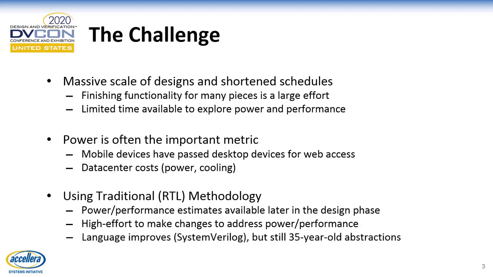The challenge, I think everyone knows this, sees this. We're doing very big, complex designs. Finishing the design itself can be a lot of work. And so often exploring for best power and performance can fall by the wayside. Also, I would say in general, most designs say power is their most important metric. This can vary depending on what you're doing, but quick and short, power is number one. This could be data center costs. This could be mobile devices. You have your phone on battery.